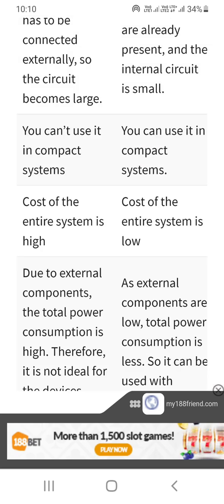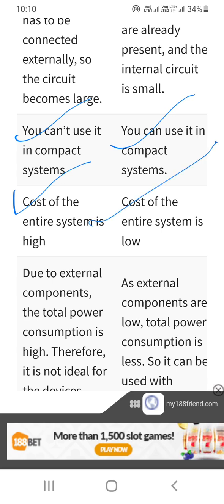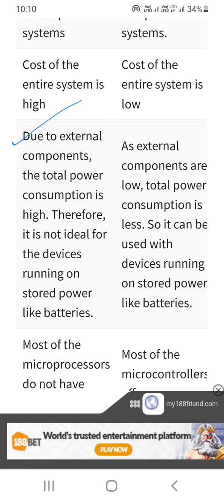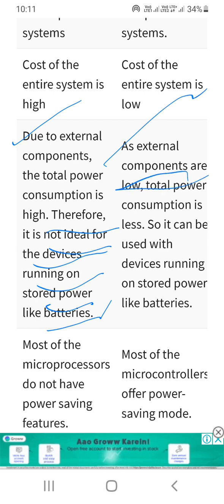You cannot use a microprocessor in a compact system, whereas you can use a microcontroller in a compact system. The cost of the entire system is high with a microprocessor, whereas the cost of the entire system is low with a microcontroller. Due to the external components, the total power consumption of a microprocessor system is high, therefore it is not ideal for devices running on stored power like batteries. As external components are fewer, the total power consumption of a microcontroller is less, so it can be used in devices running on stored power like batteries.